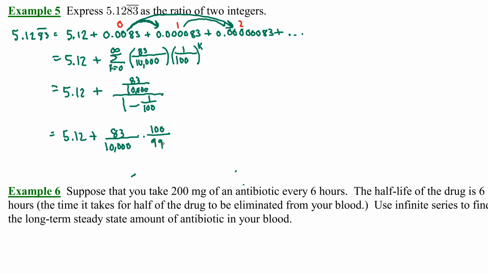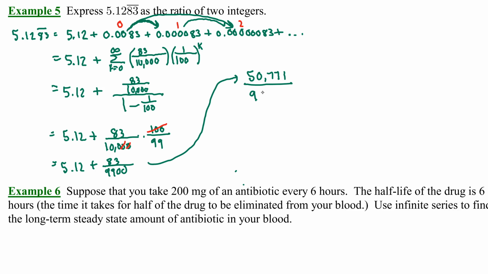So I'm skipping a couple of steps here. Remember, you can always verify that arithmetic with your calculator. So we have 5.12 plus 83 over 9,900. Now for this part, I actually am going to use my calculator, type it in, convert it to a fraction. 5.12 plus 83 over 9,900 gives me 50,771 divided by 9,900. So we have taken our infinite repeating decimal and expressed it as the ratio of two integers.